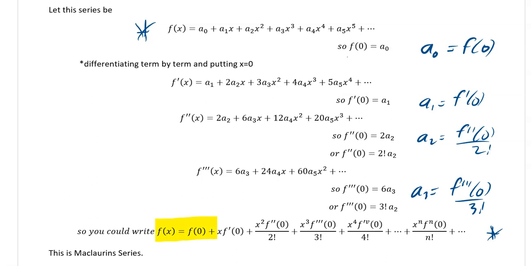The result is f of x is equal to f of 0 plus x f dash of 0, plus x squared f double dash of 0 over 2 factorial, plus x cubed f triple dash of 0 over 3 factorial, plus x to the 4, f4 of 0 over 4 factorial, all the way along, and your general term, very importantly, is x to the power of n, f n of 0 over n factorial. And that is our Maclaurin series.